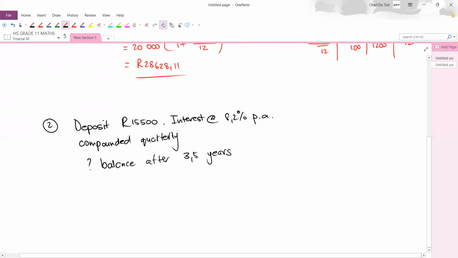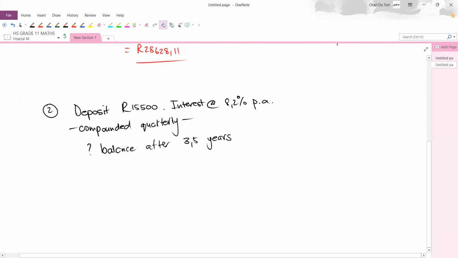So I'm going to put 15,500 Rand in the bank. It's going to accumulate interest at 8.2% per annum, but it's compounding quarterly. And I want to know the balance after 3.5 years. Okay, no problem. I'm going to use this formula: A equals P bracket 1 plus R over 100, to the power of N. You have to write that formula.